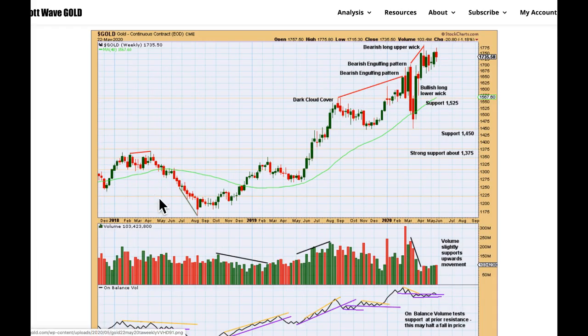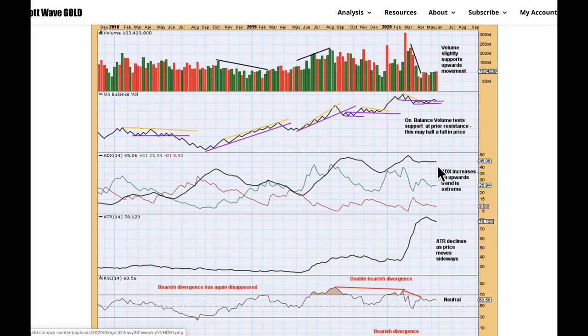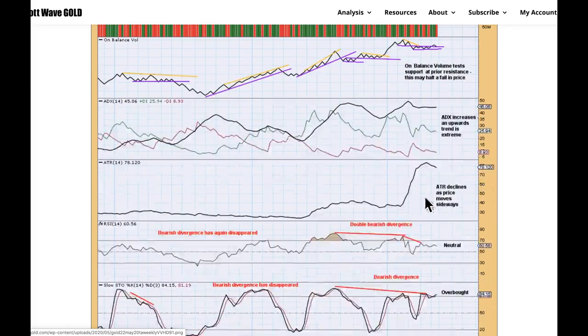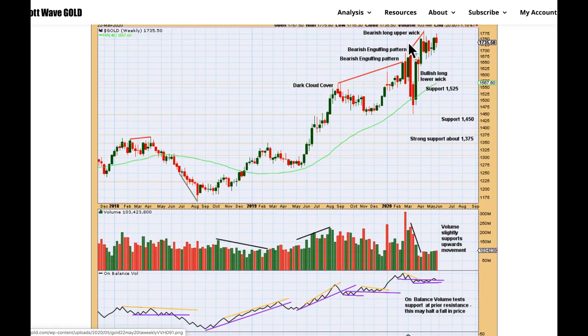There is still an upward trend in place, but the upward trend is very extreme. For gold, it can continue further while conditions remain very extreme. At this high here, this is not a bearish candlestick reversal pattern, but we do have a bearish long upper wick. ADX tells us the upward trend is very extreme. The ADX line is above 45 and above both directional lines. RSI has reached deeply into overbought and then exhibited double bearish divergence as prices made new highs.